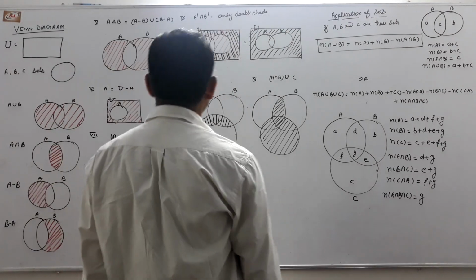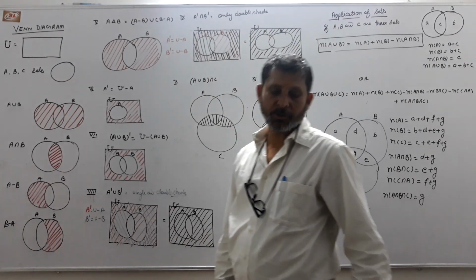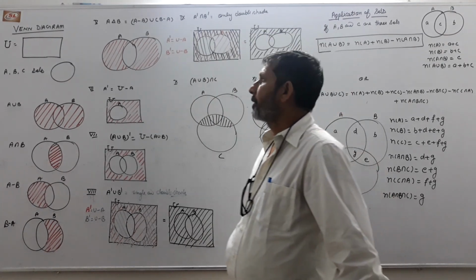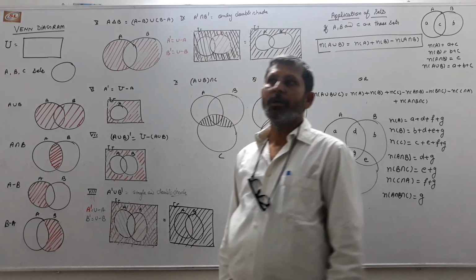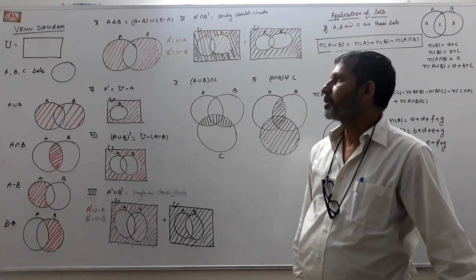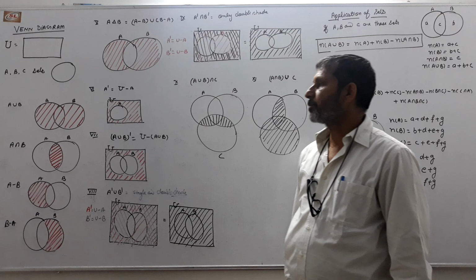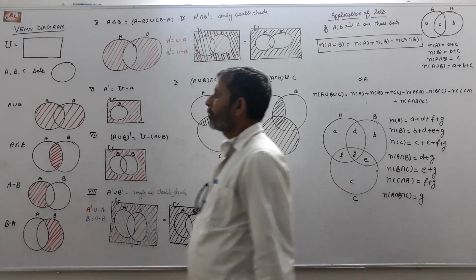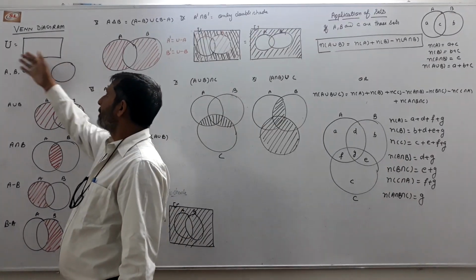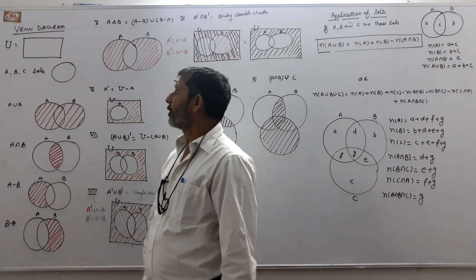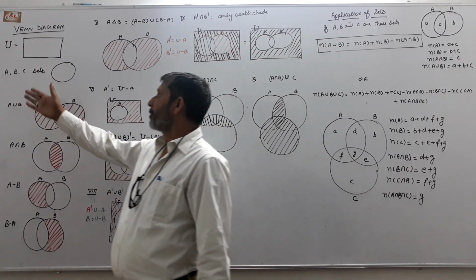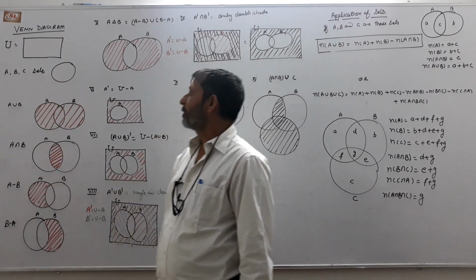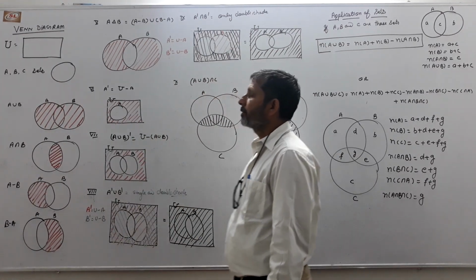Yes, students, now we start with the next topic of the sets, that is the Venn diagram. How we can represent the operation of the sets by using a diagram. These diagrams are known as the Venn diagram. In sets, the universal set is always denoted by the square or rectangle, and let A, B, C be three sets, and sets are denoted by the circle.